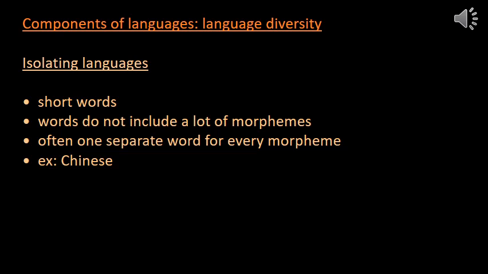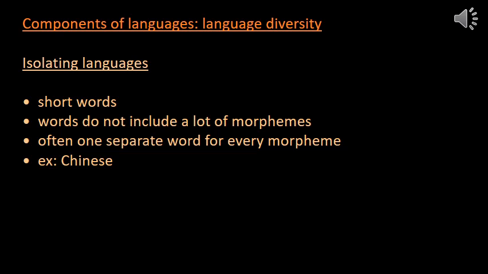We can classify human languages on a spectrum depending on how they organize morphemes to create words. At one very end of the spectrum, there are isolating languages. Isolating languages tend to have very short words and words that will not include a lot of morphemes. And sometimes they will even have one separate word for every morpheme. One of the most isolating languages in the world that I chose as an example is Chinese.